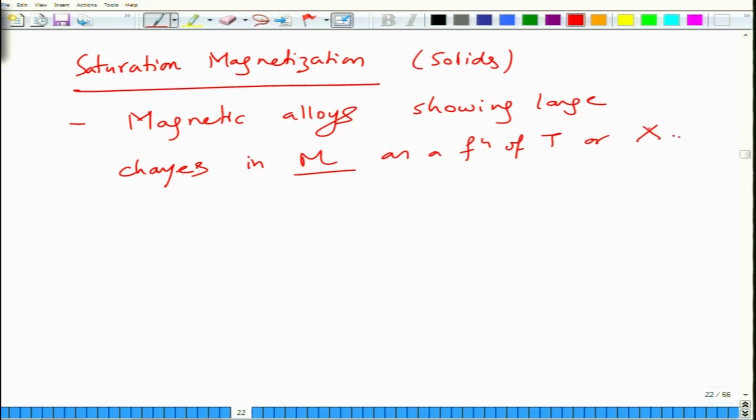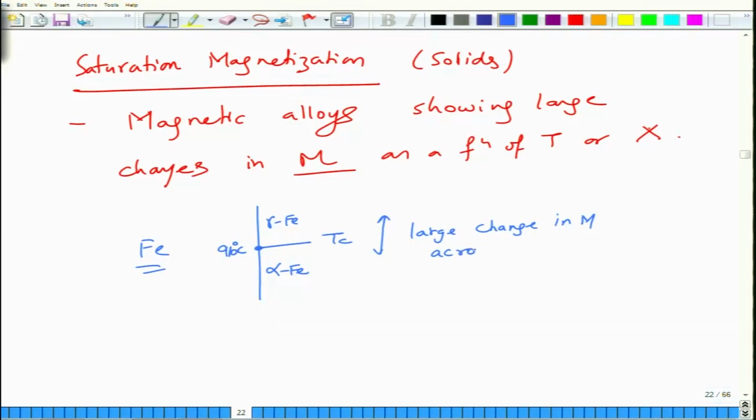Okay. So, for example, if you look at iron, iron shows a transition at 910 degrees centigrade. So iron goes from alpha iron to gamma iron, and this is a magnetic transition of iron. It goes from a ferromagnetic to paramagnetic state as you heat it. So there is a large change in M across Tc, and this could also happen as a function of composition. So again you can map out the phase diagram by measuring these functional properties.